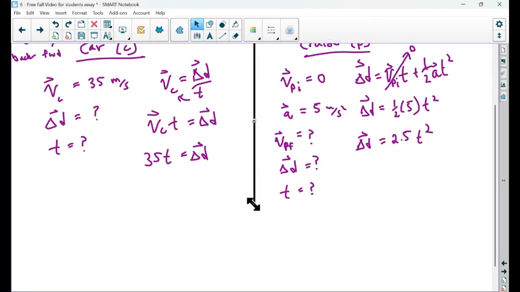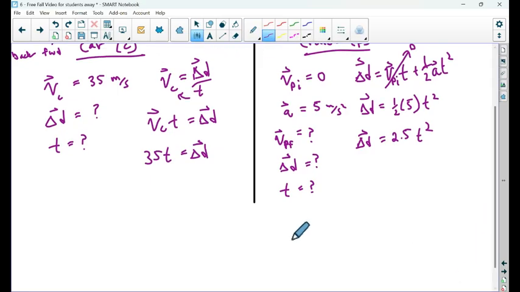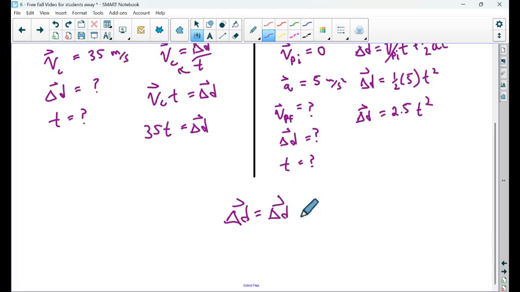Let's compare the two. I'm going to set the two displacements equal to one another because I know when they meet, that's what's going on. When is their displacement the same? I'm going to set the two displacements equal to one another. And when I do that, see what I get for time. For my car, I said the displacement was 35 times t. That was my equation. For my police cruiser, I said my displacement was 2.5 times t squared.